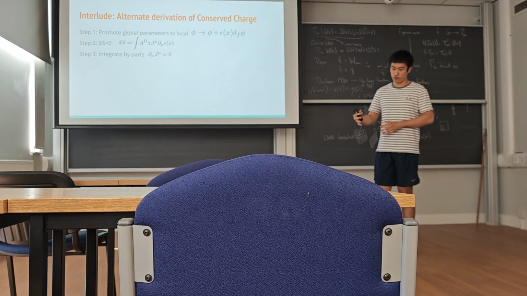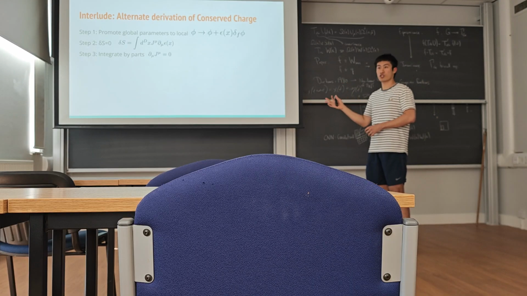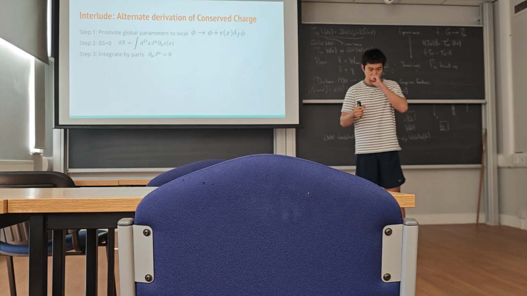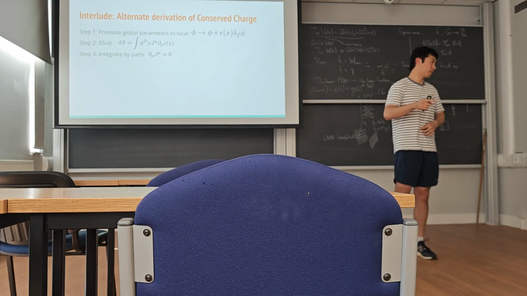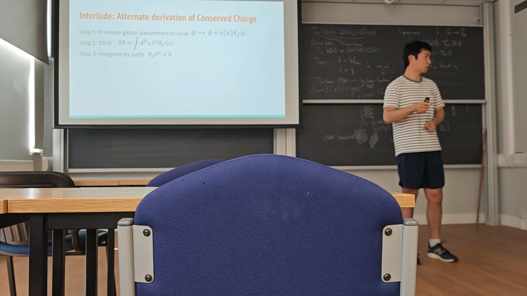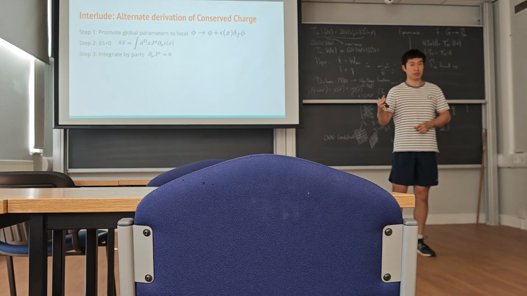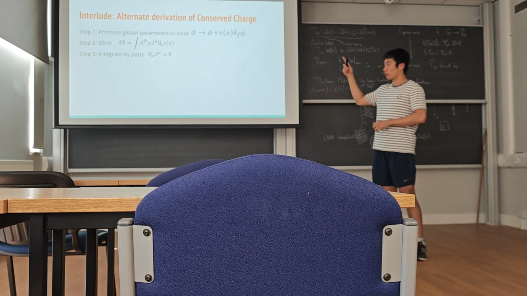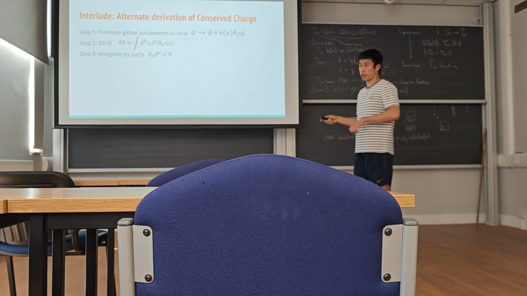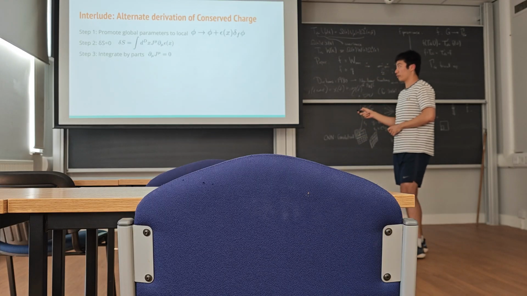In order to generalize to higher form symmetries properly, we actually have to come up with an alternate derivation of the conserved charge. So in your classical Noether's theorem, the derivation will have an infinitesimal global parameter, epsilon. But this alternative derivation involves promoting the global parameter to a local parameter. So now it is epsilon of x. After integrating by parts, it will give you the continuity equation as well. In particular, this is the form of the first order variation in the action.